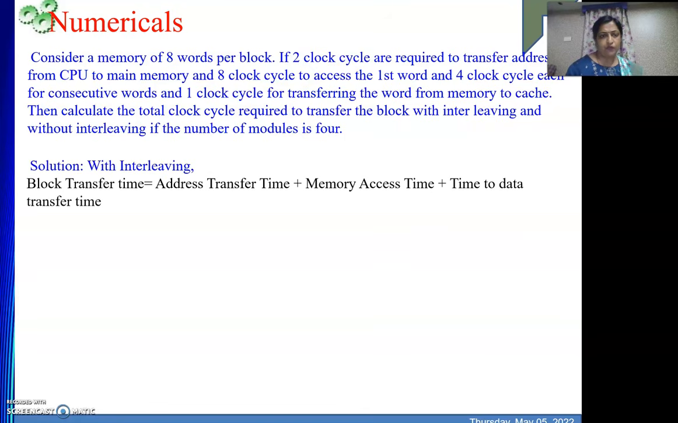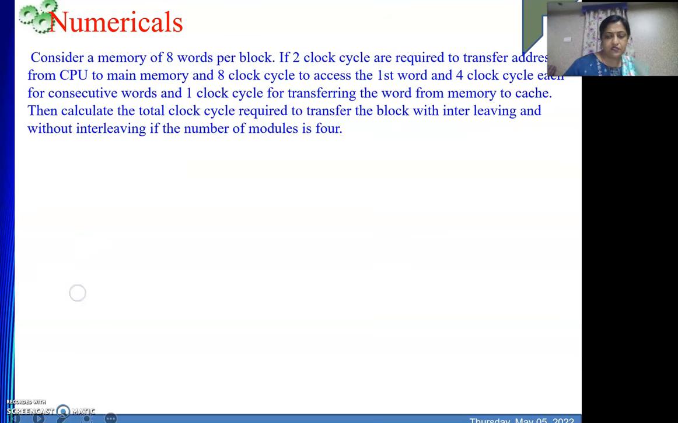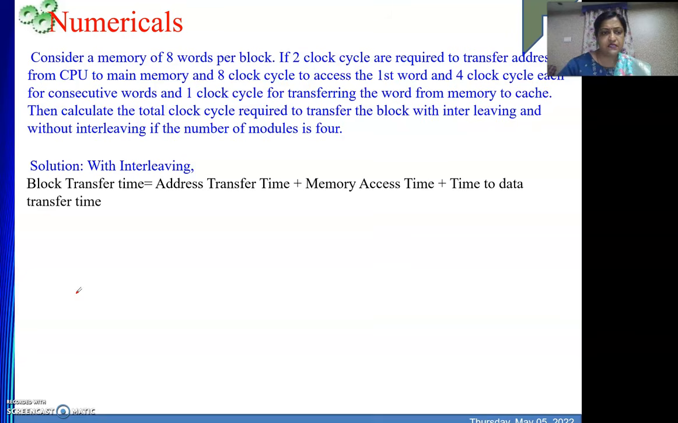So first I am discussing our block transfer time with interleaving. Block transfer time consists of what? I need to get the address, I need to get the data from memory, and then the time to transfer the data to the cache memory. So these 3 components will be there in my calculation. Address transfer time is given as 2 clock cycles.